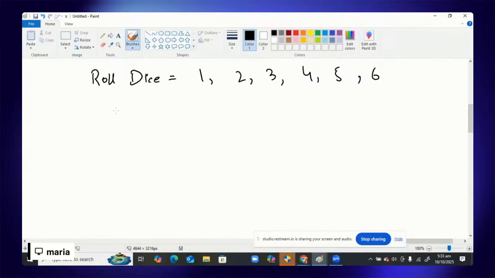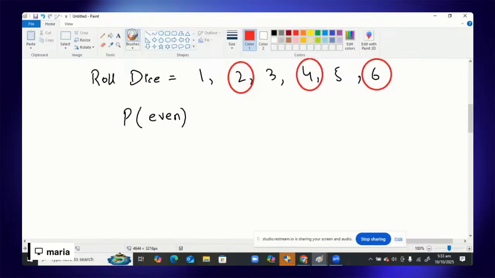Now they are saying to find the probability of even numbers. How many numbers are even there? I'm just going to mark it, okay? 2 is even, 4 is even, and 6 is even. Okay. First of all, how many total? 1, 2, 3, 4, 5, 6. How many numbers are even? 1, 2, and 3. So putting here 3. So 3 by 6 is the probability of an even number when we roll a dice.